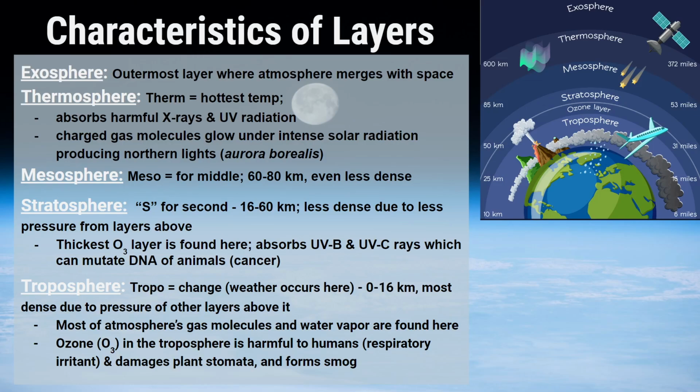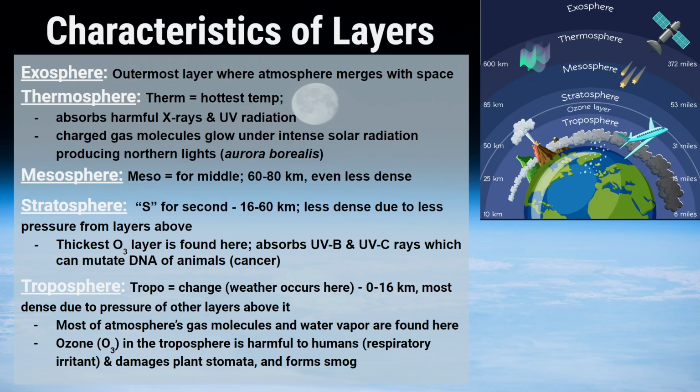It can damage the human respiratory tract, it can irritate our esophagus, it can damage our lungs, and it can damage the stomata of plants. These are the little pores that the plants use in their leaves for taking in CO2 and releasing oxygen. Ozone in the troposphere can be really harmful to humans and plants. The stratosphere, and you can remember S for second layer, since it is the second layer of the atmosphere, the most notable thing about the stratosphere is the dense ozone layer that forms here. Ozone in the stratosphere is good ozone.